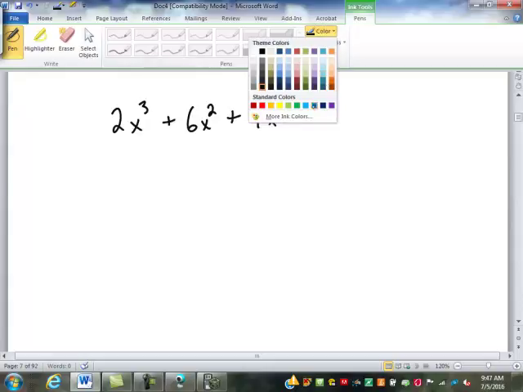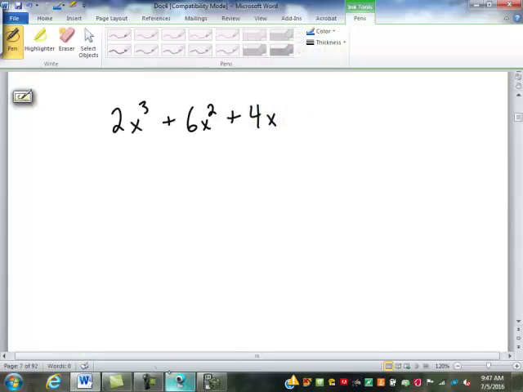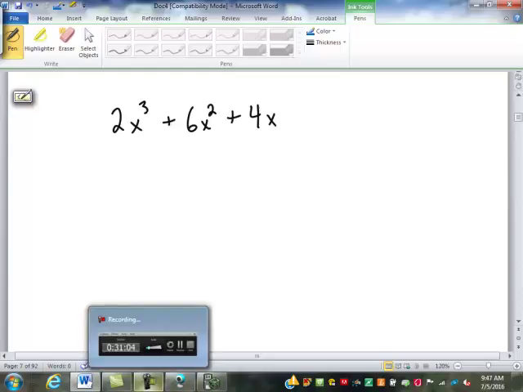Give this one a shot in your notes. Remember, step 1 is always look for greatest common factor. Good. Give that one a shot.